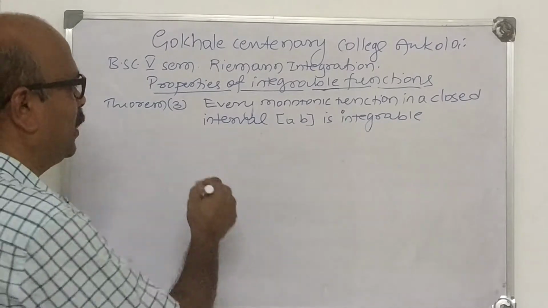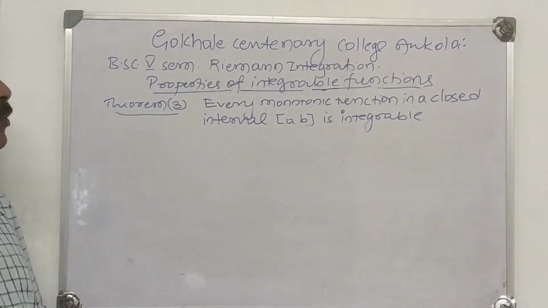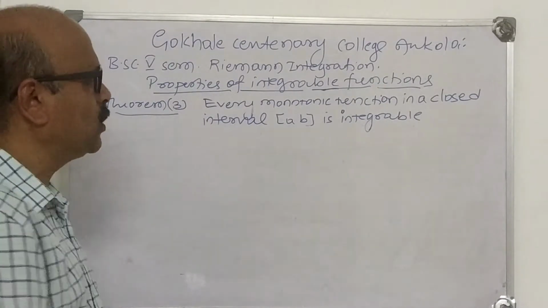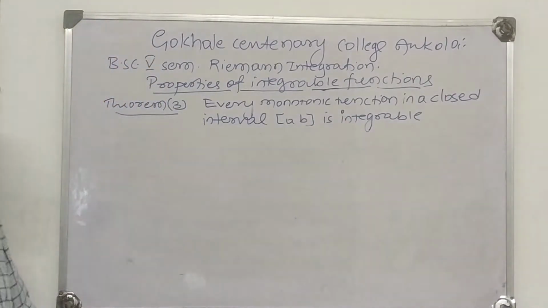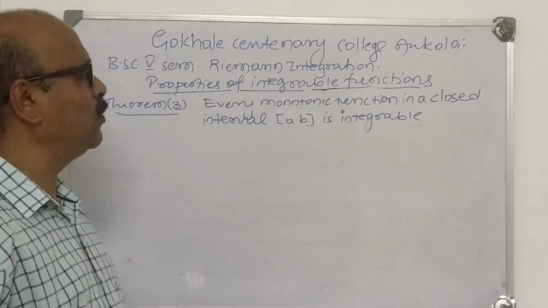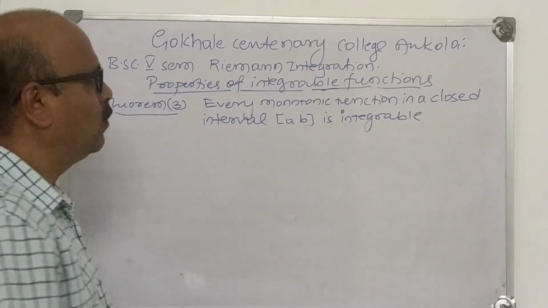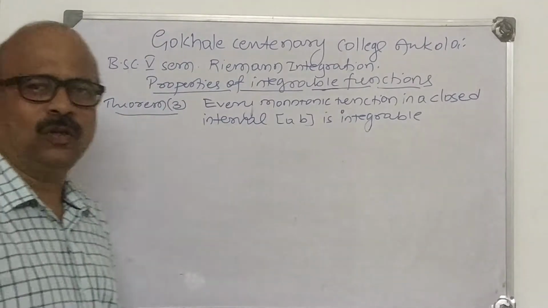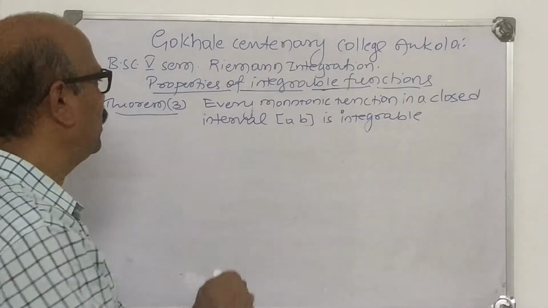In previous videos, I explained the proofs of two theorems on properties of integrable functions. The importance of these theorems is this: to prove that any function is integrable, we use these properties. What was the first theorem? The first theorem was every continuous function in a closed interval is integrable.